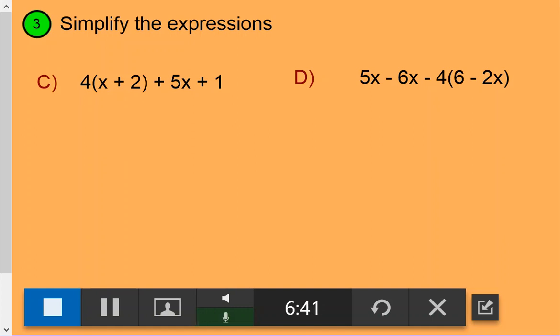Alright, we got a couple more examples for you to try. Go ahead and pause here. Try these 2 examples out, and then come back and see how you did.